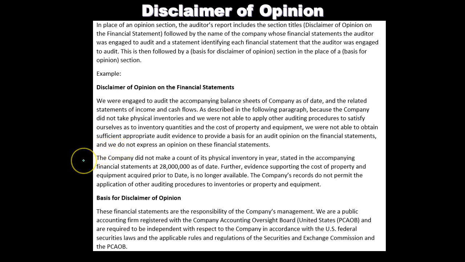The company did not make a count of physical inventory in the year, stated in the accompanying financial statements at $28 million as of the date. Further, evidence supporting the cost of property and equipment acquired prior to the date is no longer available. The company's records do not permit the application of other auditing procedures to inventories or property, plant, and equipment.